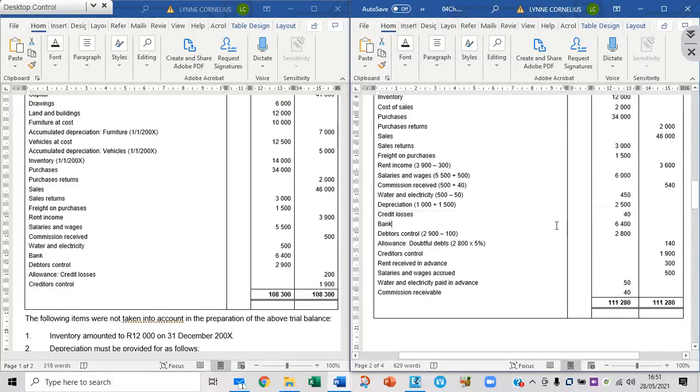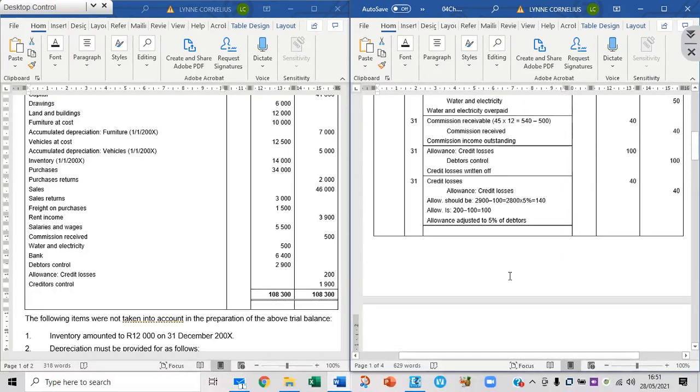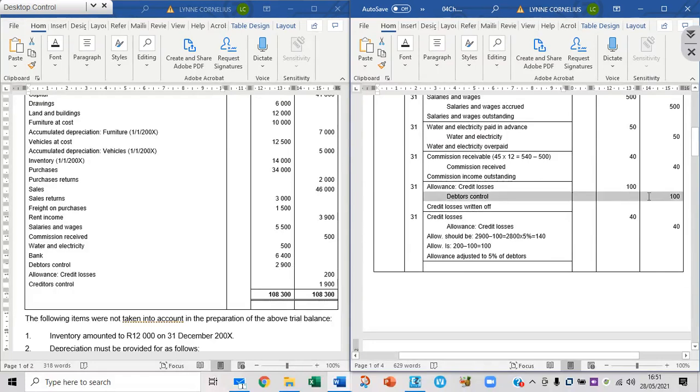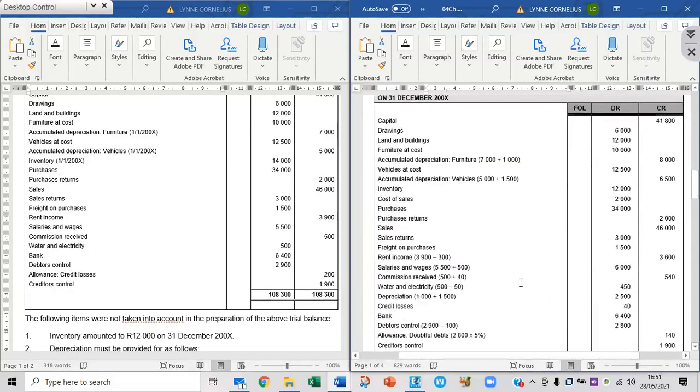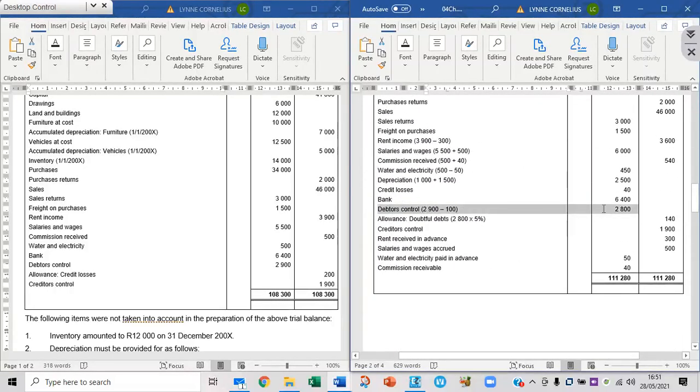There was no adjustment for bank, so that balance just gets carried over from the pre-adjustment trial balance. And then we have our debtors control account. Remember, we did write off 100 Rand, so you start off with that pre-adjustment amount of 2,900. Go and look at your journal entry, see what affects debtors control. Here we see that there's 100 Rand in the credit column against debtors control, which means we reduce the balance of debtors control. So deduct the 100 Rand, and our new balance for debtors is 2,800 Rand. And we also calculated this for the journal entry that we did when we adjusted our allowance for credit losses. That is then the next one.